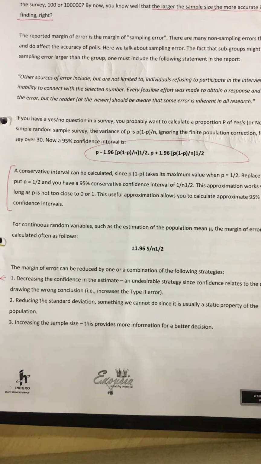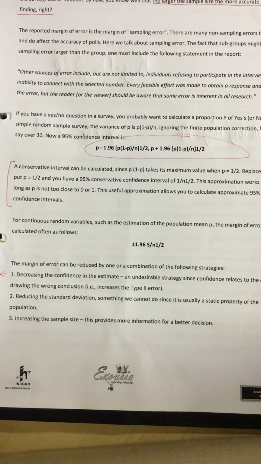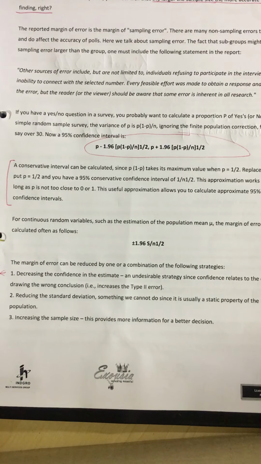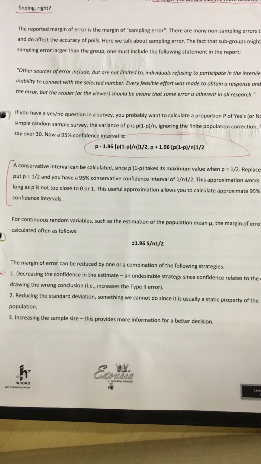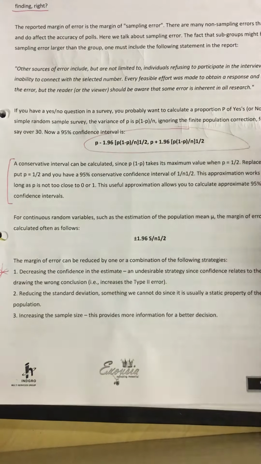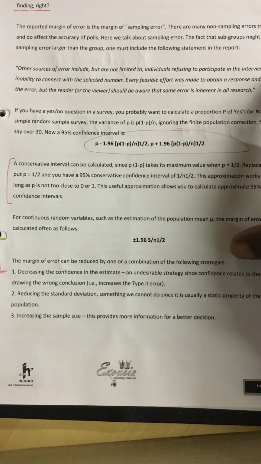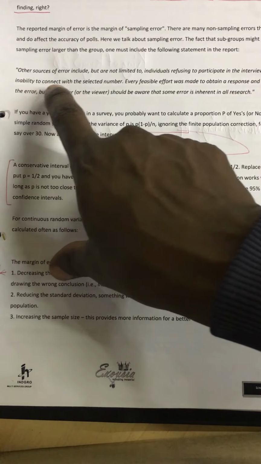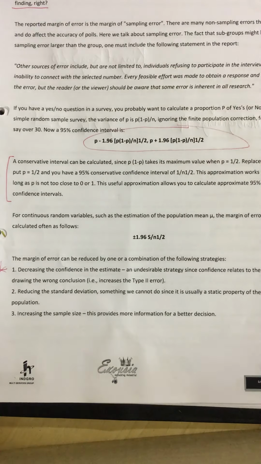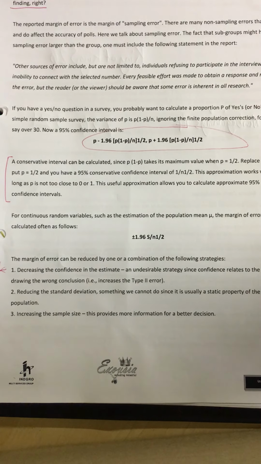The reported margin of error is the margin of sampling error. There are many non-sampling errors that can and do affect the accuracy of polls. Here we talk about sampling error. Given that subgroups might have sampling error larger than the group, one must include the following statement in the report. Other sources of error include, but are not limited to, individuals refusing to participate in the interview and inability to connect with a selected number. Every feasible effort was made to obtain a response and reduce the error, but the reader or viewer should be aware that some error is inherent in all research.